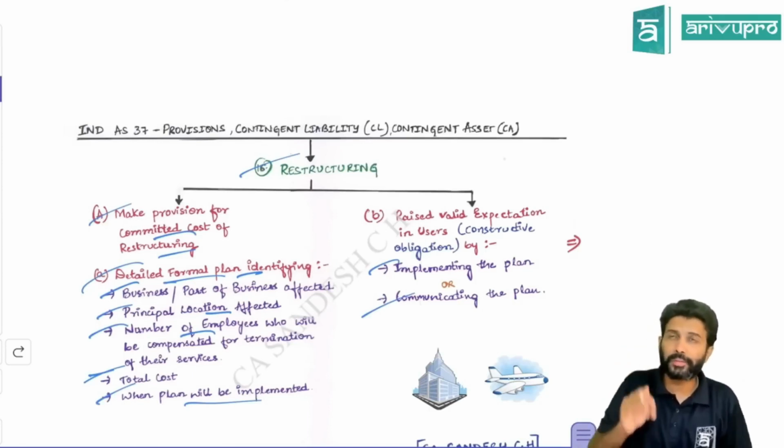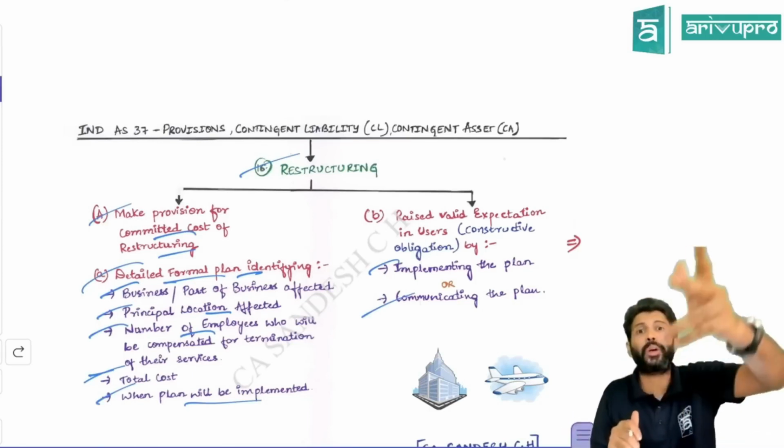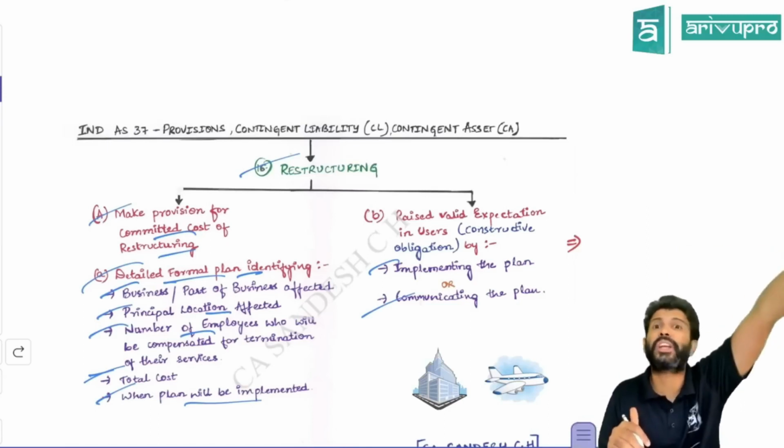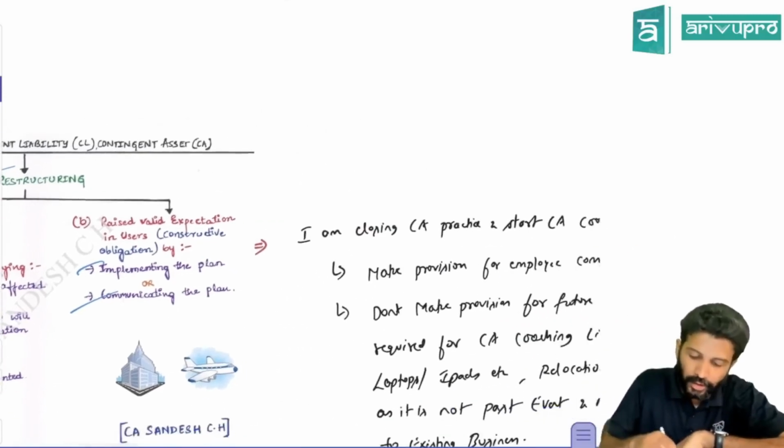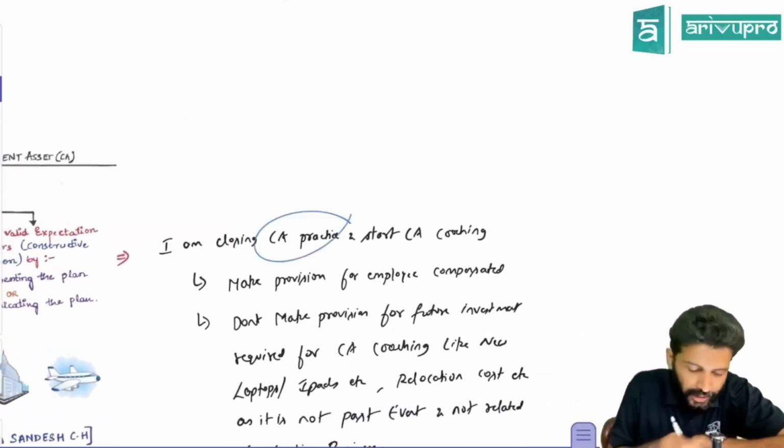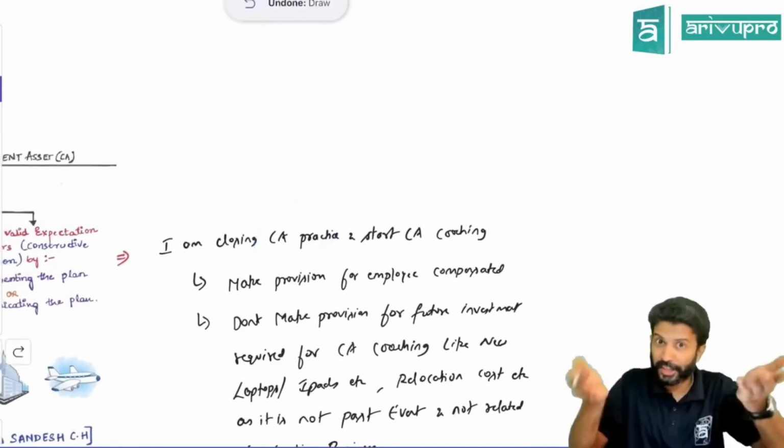But do remember, don't make the provision for your relocation cost, reorganization cost, future investment plans, etcetera. To give you an example, I've written it over here. Let's say I am planning to shut down my CA practice. Initially, that's what I did.